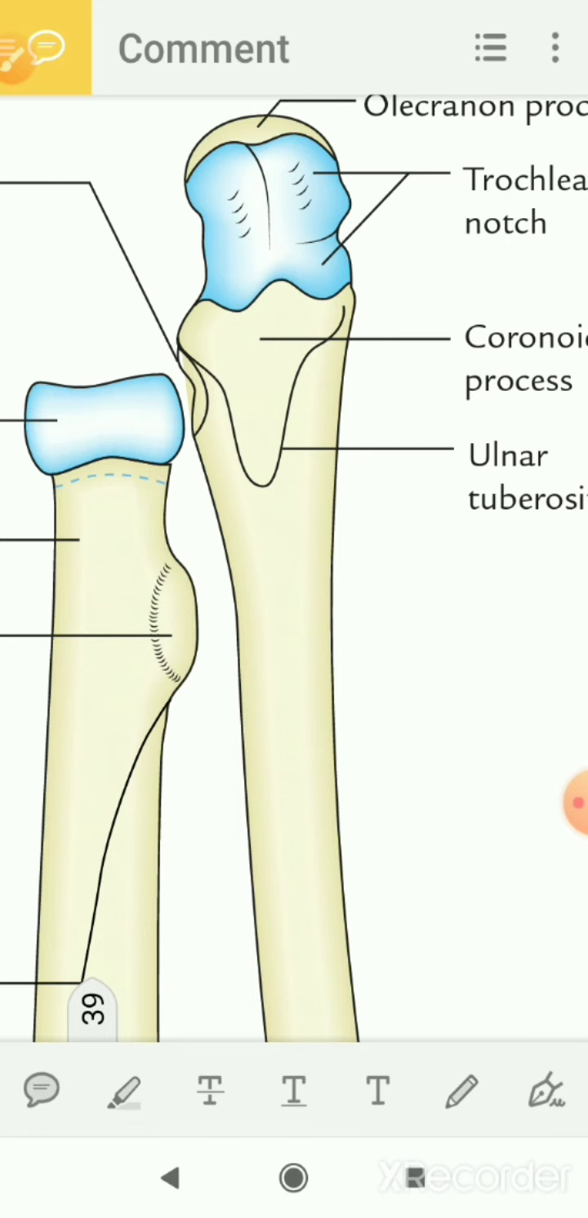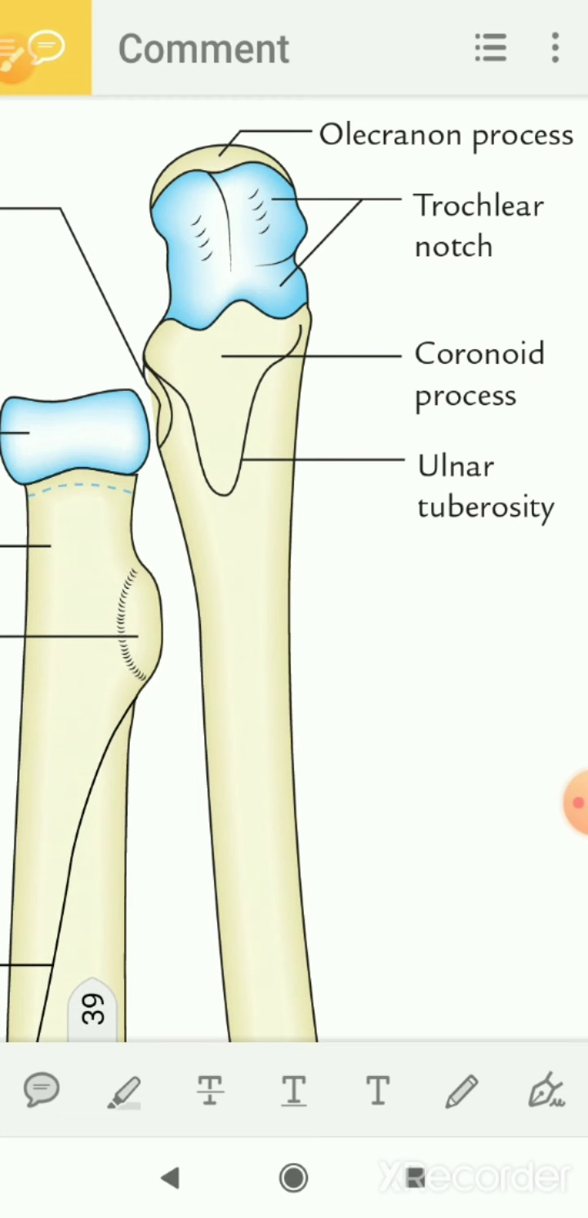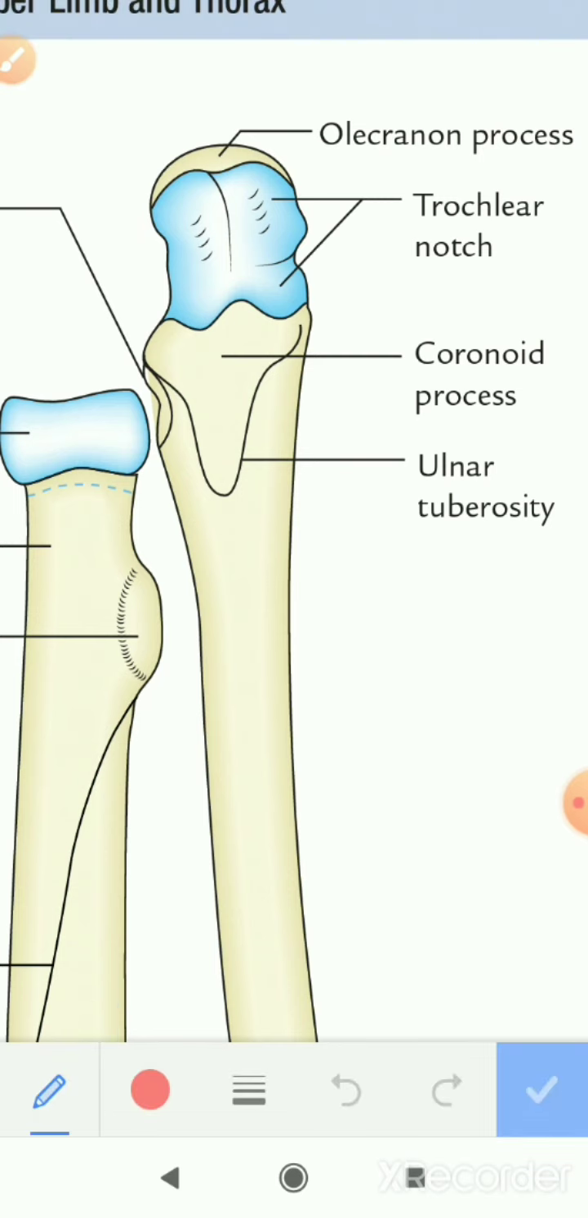Now come to the coronoid process. The coronoid process has four surfaces: superior surface, anterior surface, medial surface and lateral surface. This is the superior surface. The superior surface of the coronoid process forms the lower part of the trochlear notch, this part. And the anterior surface is triangular shaped. Look at that. The anterior surface of the coronoid process is triangular shaped.